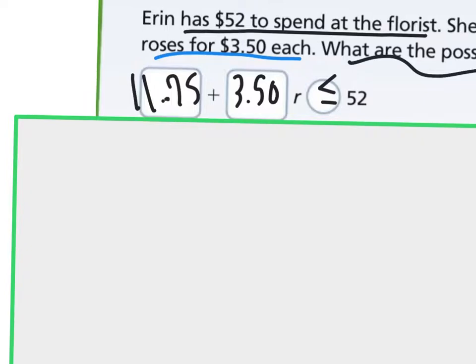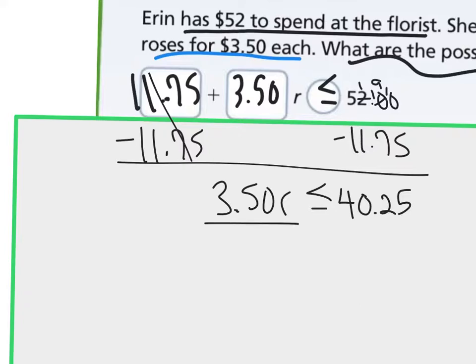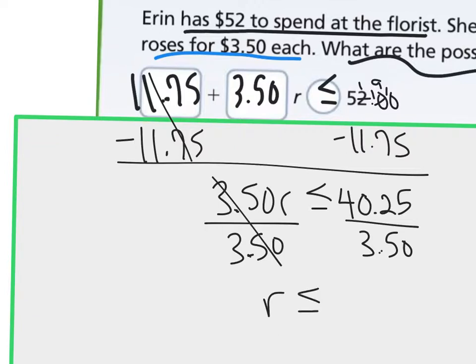So first of all, to get this variable term by itself, we have a positive 11.75 we need to get rid of. We need to subtract 11.75. When you subtract, if you were doing this by hand, obviously we'd have to do some borrowing in order to work that out. Should be $40.25. At that point, our variable is being multiplied, so we would need to divide by the $3.50. And that would be 11.5.